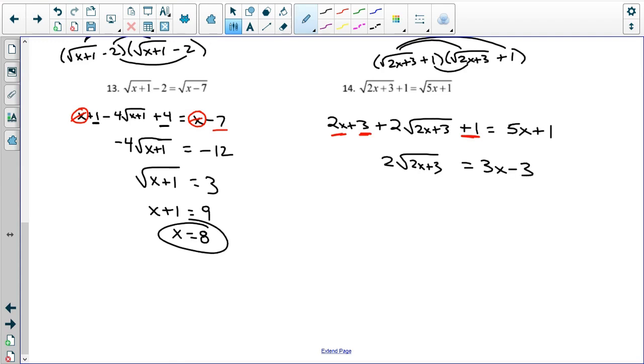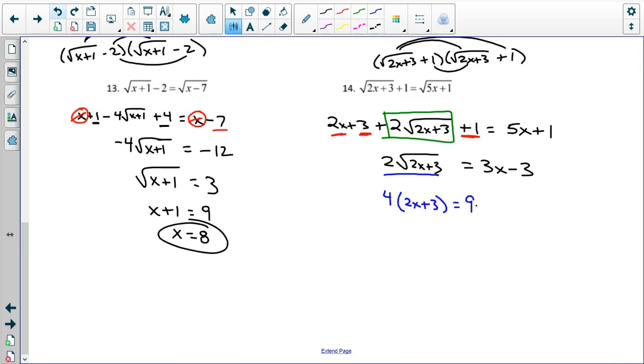Notice, I need to make sure that I take care of the fact that the order of operations is still important. I can't do 3 plus 2. The 2 times the 2, the 2 times the square root, that's happening first. That's order of operations. So I have to make sure that I am diligent about that. Now I'm going to square both sides again. Remember, 2 squared is 4, and the square root of 2x plus 3 is just 2x plus 3.